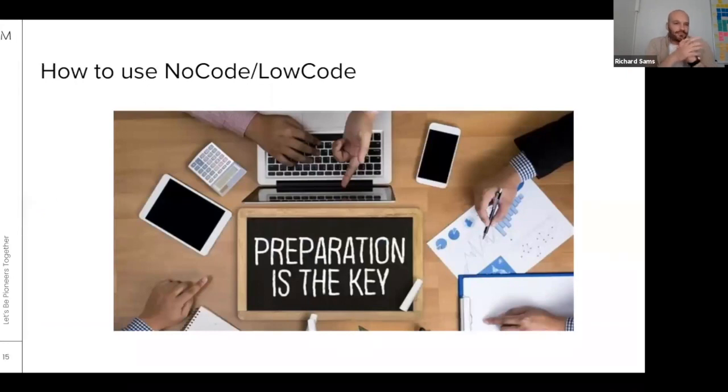Okay, so moving into the nuts and bolts of how we do it. So how to use no code and low code. The key is preparation. It's not about running into something head first and thinking, okay, I'm going to go and build this, I'm going to go and build that. Oh, I've seen this tool, I've seen that. You've really got to map it out. You've really got to be prepared to think about what you're looking to achieve.